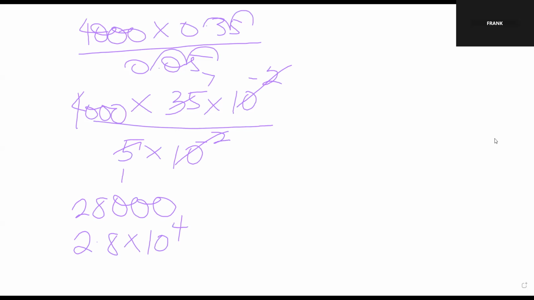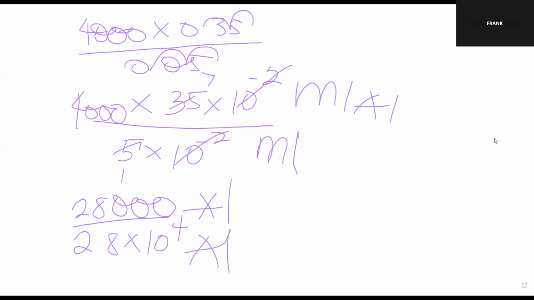In this question, 5 marks were allocated. If you've been able to convert the 0.35, you have your M1. If you've been able to convert 0.05, you have your M1. If you've been able to do both, you have your E1. Then if you've been able to simplify like I've done, you have your M1. If you've been able to get this, you have your E1. And for this 2.8, you have A1. That's 5 marks for that.